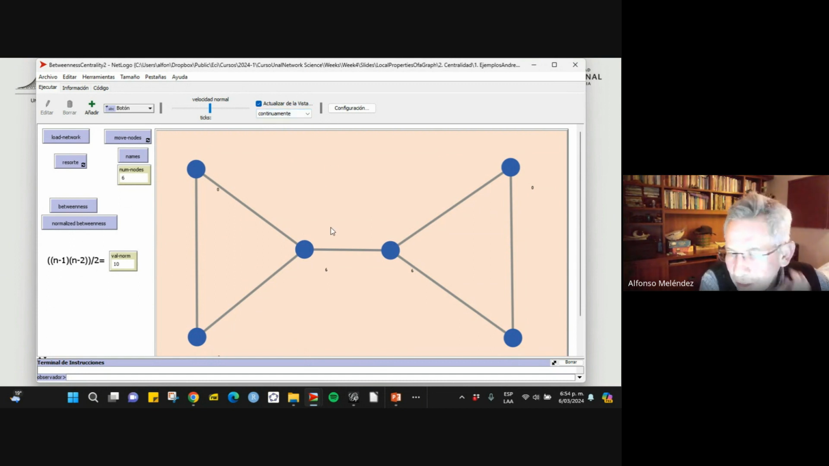Calculating betweenness centrality by hand is very difficult. Here are some basic notes. Okay, I'm going to ask you a question. Why is it a six and a six here? Why six? Any idea?